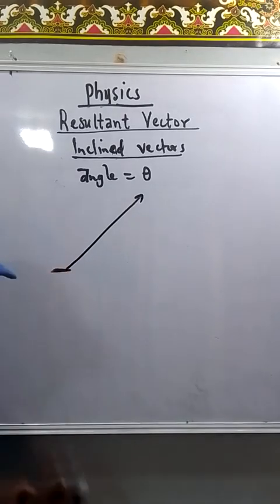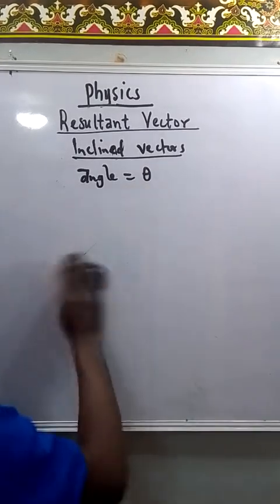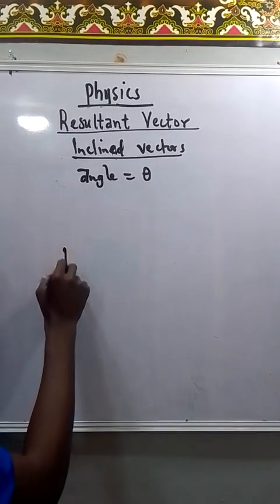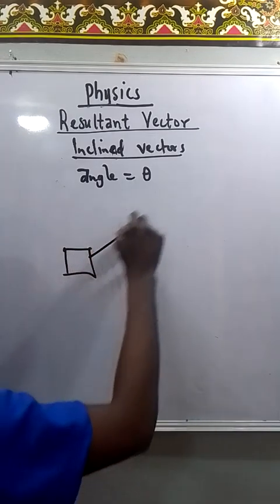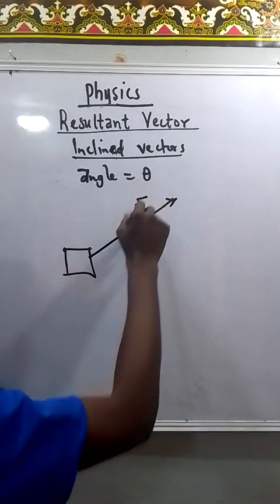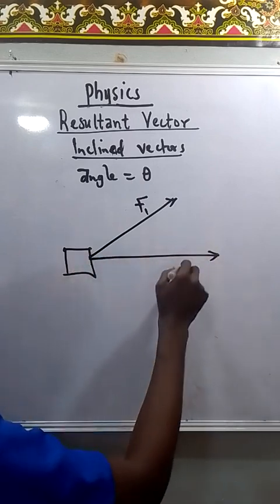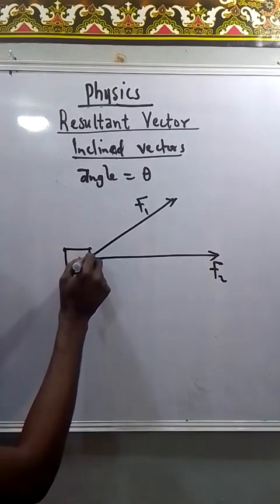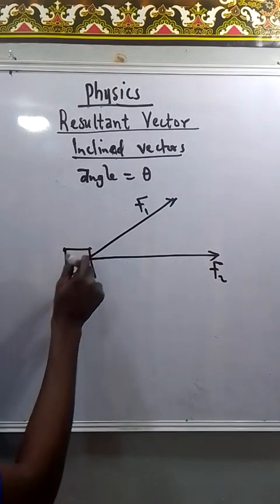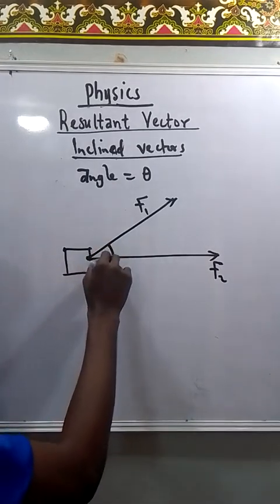Let's say we have a box being pushed by a man in this direction, let's call this F1, and another man is pushing the same box in this direction, let's call this F2. So we see that the two converge at a point. They converge here, and the angle between them is theta degrees.